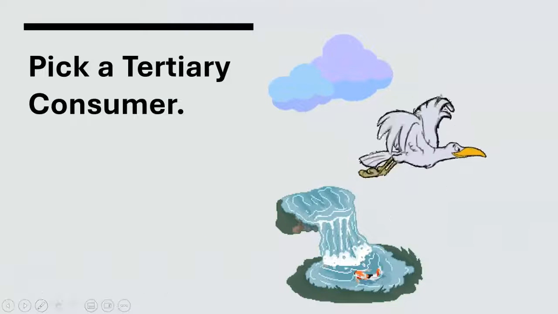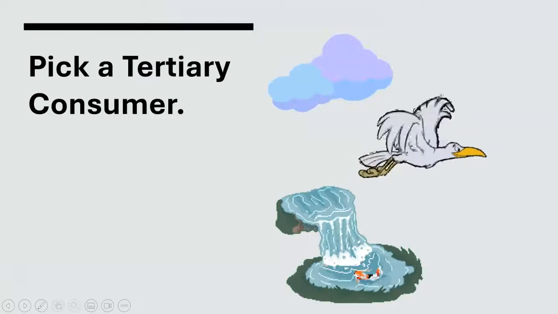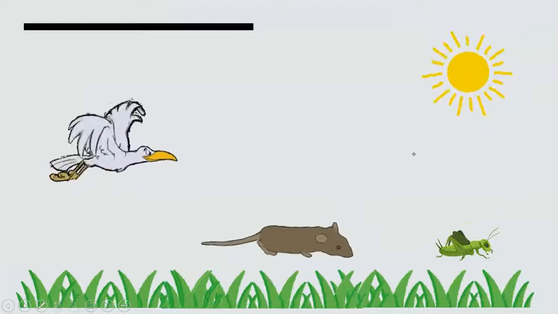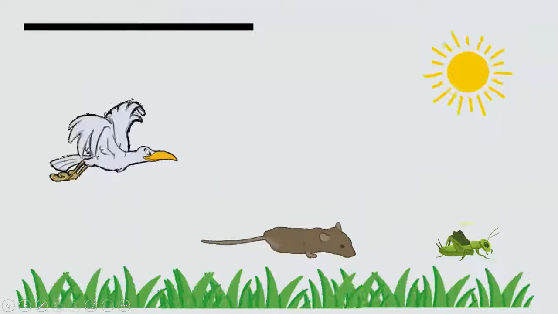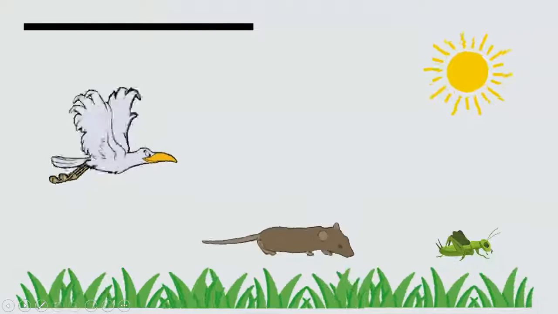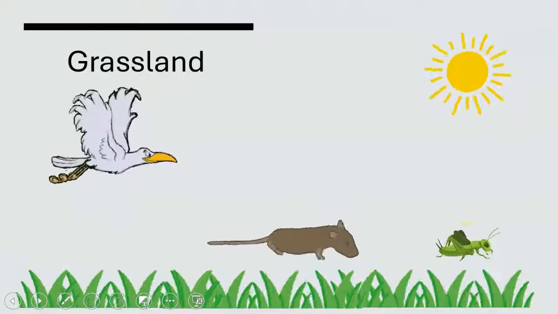Now we need a tertiary consumer, so someone at the top of the food chain that would eat the mouse and possibly the grass and our grasshopper. Our crane, yes. So we actually just made an ecosystem. And what kind of ecosystem would this be named? A grassland, yes.